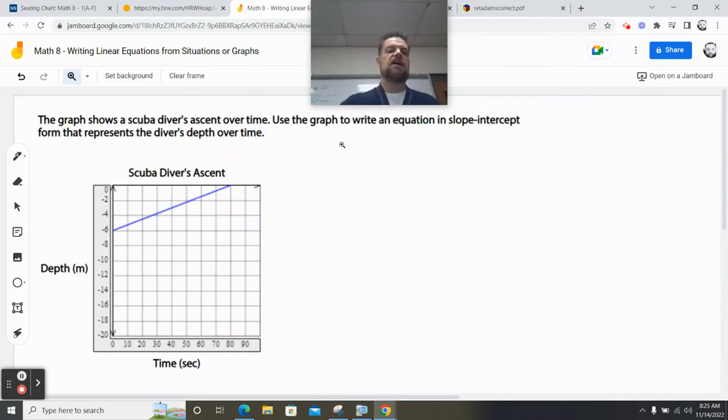All right, let's do this last one, and then you guys got to do the rest on your own. It says that the graph shows a scuba diver ascent over time. Use the graph to write an equation of slope intercept form. So on our last two examples, how did we find our slope? Well, on the last example specifically.